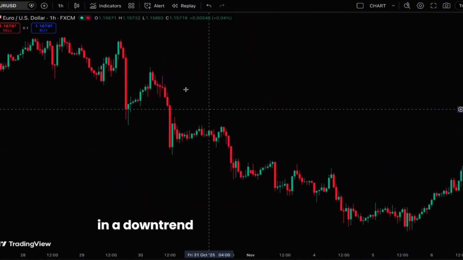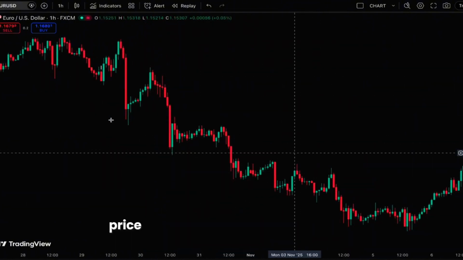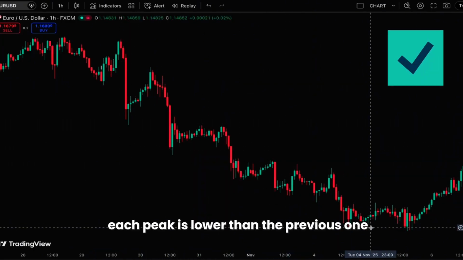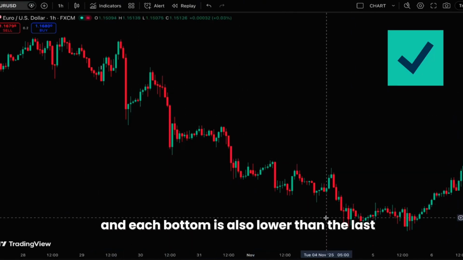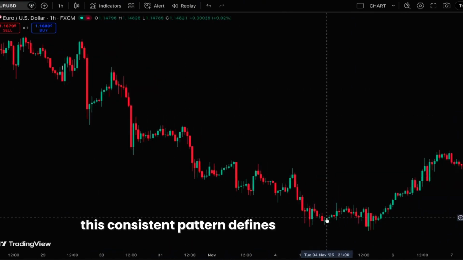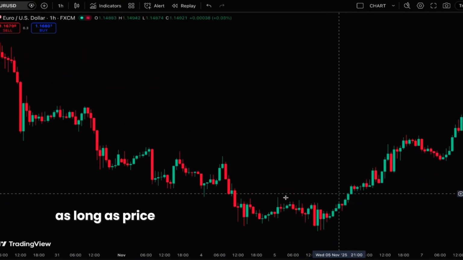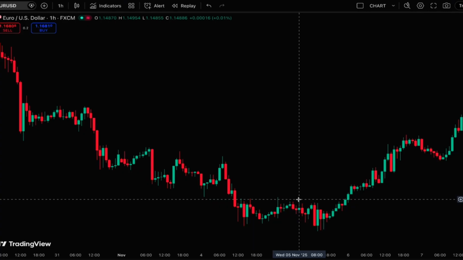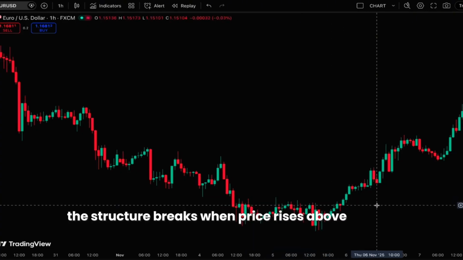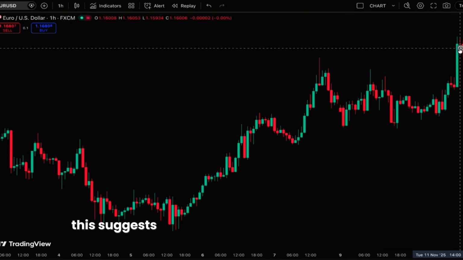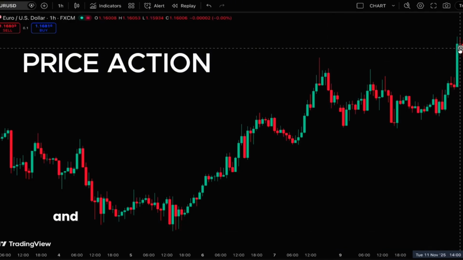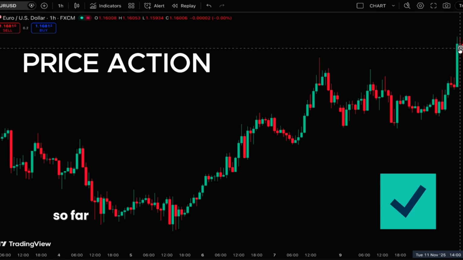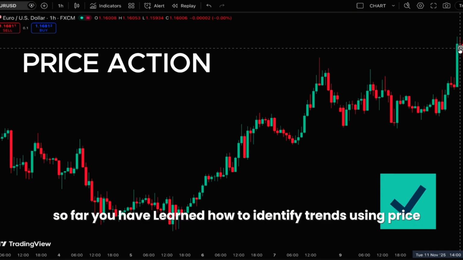In a downtrend, the opposite structure forms. Price creates lower highs and lower lows. Each peak is lower than the previous one, and each bottom is also lower than the last. This consistent pattern defines a downward trend. As long as price continues forming lower highs and lower lows, the downtrend remains intact. The structure breaks when price rises above the most recent lower high. This suggests that bearish momentum is weakening and that the market may shift into a range or begin a new uptrend. So far, you have learned how to identify trends using price action.